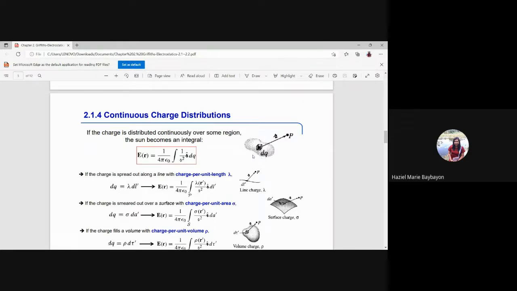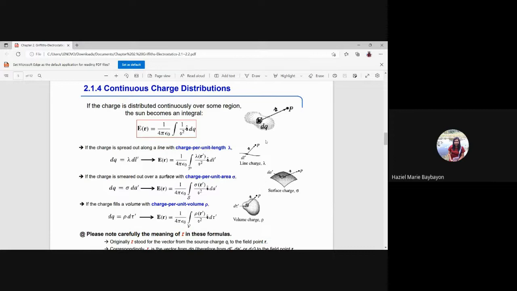Okay, so if we want to know the electric field at this point P, we can call this the field point P. Okay, so we can just take the integral. So na kay 1 over 4 pi epsilon naught multiplied by the integral of 1 over R squared R hat dq. Okay, now if the charge is spread out along a line, so say for example, you have a charged rod, for example. So the charge is spread out along a line, such as this one.